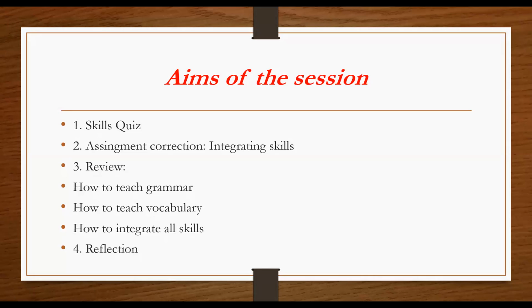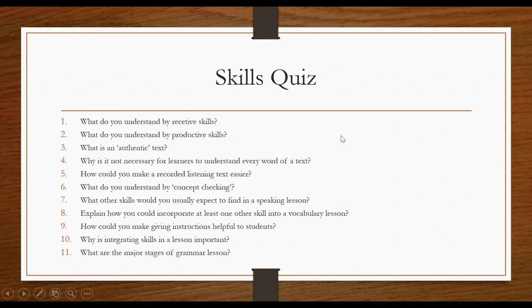Good. So the aims of the session: number one, a skills quiz. It's a kind of review about what you have learned before, about vocabulary, grammar, integrating skills, listening, speaking, writing, etc. Number two, we are going to correct the assignment, and I selected 3 or 4 assignments written by some of you, and we are going to work on them. Number 3, we are going to have a review again about how to teach grammar, vocabulary, how to integrate skills, and at the end there is the reflection. We are going to reflect on what we have learned before.